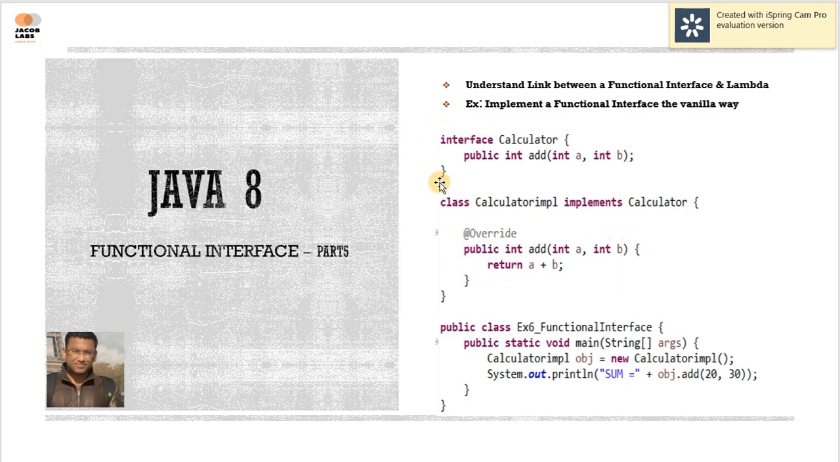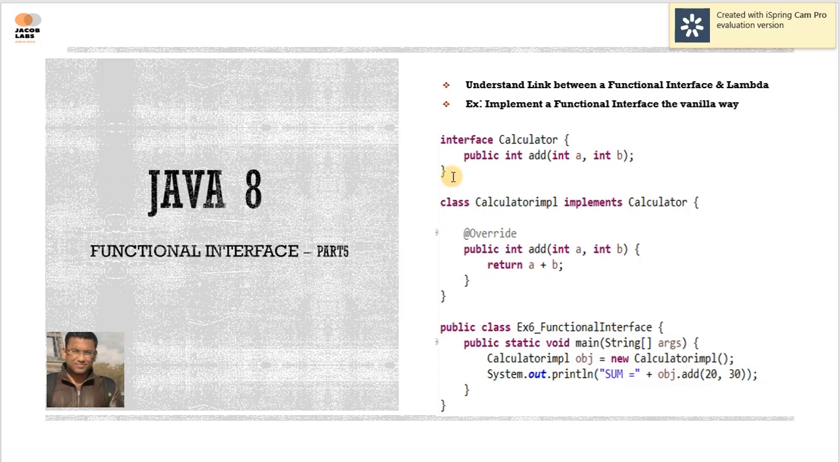So the interface is the what has to be done, it is the contract, and the implementer class is the how part of it, how it has to be implemented. And to call it, we create an instance of the implementer class, and on that instance we call the add method. When we call the add method, this logic gets executed. So it is 20 plus 30, which is 50. There is nothing new in this. This is business as usual.